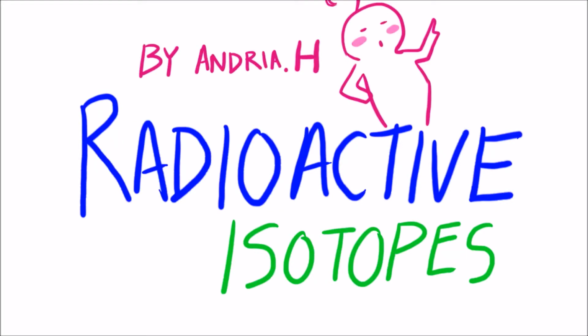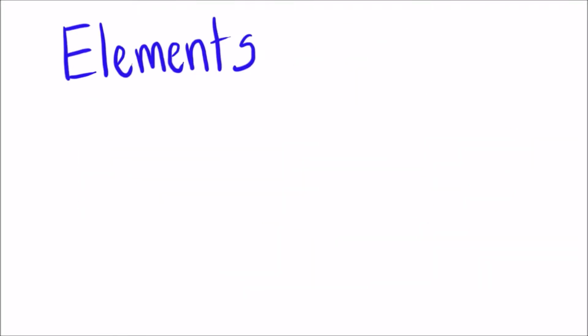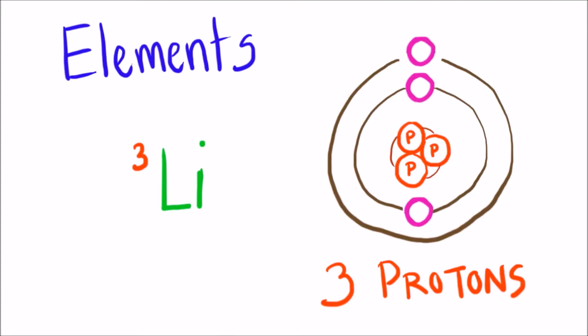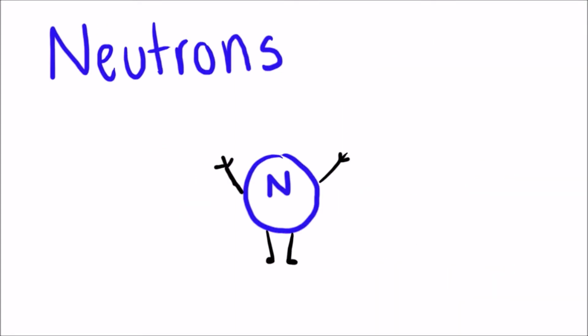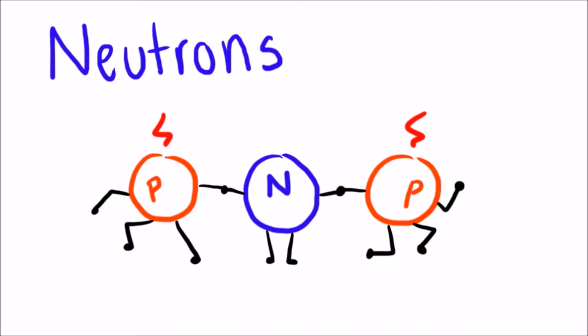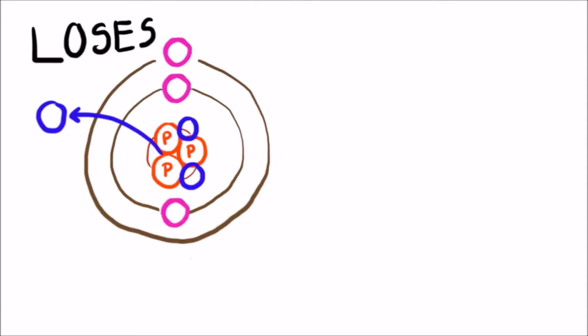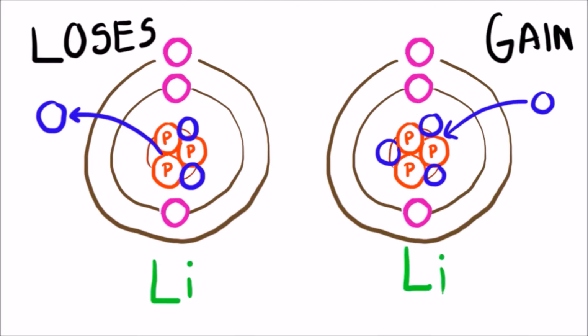Radioactive isotopes. We know that elements are identified and determined by their atomic number, or number of protons. But elements consist of neutrons as well. Neutrons help stabilize protons by cutting down the force that pulls protons apart. When an element loses or gains a neutron, the element does not change, but its atomic mass changes. These atoms are called isotopes.